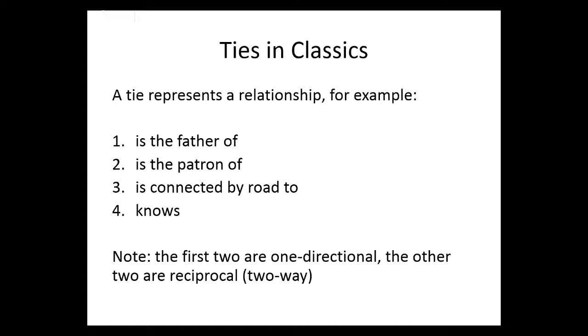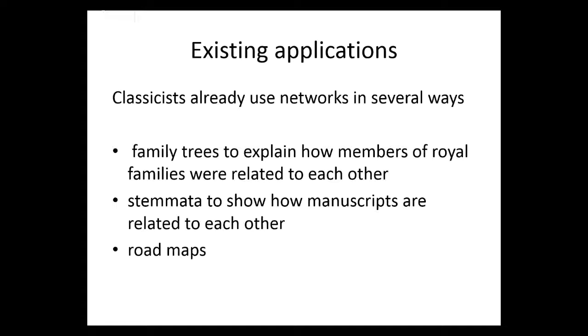Now, I put down the bottom that almost immediately there's some complexities. Some of our ties, some of our links, you can go down them either way, just like you can go either way on a tube line from one station to another. And so if the town of Sparta is connected to Messene by a road, Messene is connected to Sparta by a road. On the other hand, if Agamemnon's the father of Orestes, Orestes isn't the father of Agamemnon. So already you begin to see there are certain kinds of uses where you might want to put an arrow on your tie, and others where you're quite happy to just have them expressing a general connection.